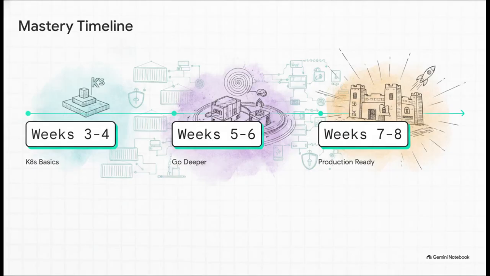This timeline maps out your professional progression over the next several weeks. We've got weeks 3 and 4 covering K8s basics, 5 and 6 to go deeper, and 7 and 8 to get production ready. It's designed to transform you from a beginner into a senior production-ready engineer. Jumping ahead is super tempting, I know, but mastering each specific phase sequentially is what actually separates the amateurs from the pros. Let's break down what happens in each of these critical phases.